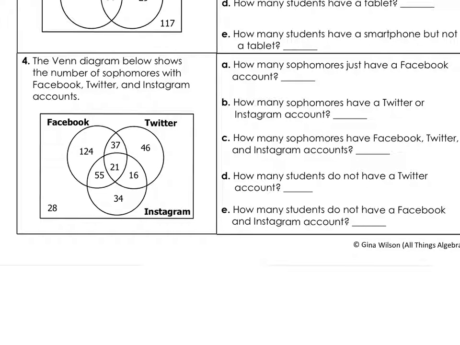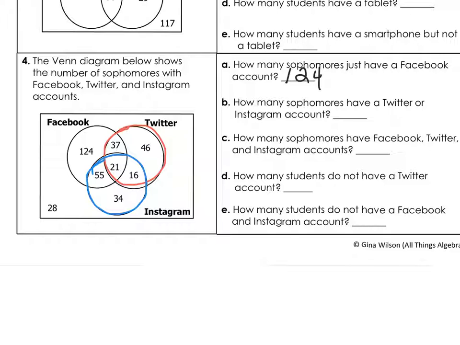All right, let me just erase all of that scribbling. And so we have 124 there. How many sophomores have a Twitter or Instagram account? So now we're looking at the whole Twitter circle. So how many sophomores have a Twitter account, so that's the whole Twitter circle, plus, because it's an or, we're going to use the whole Instagram account.